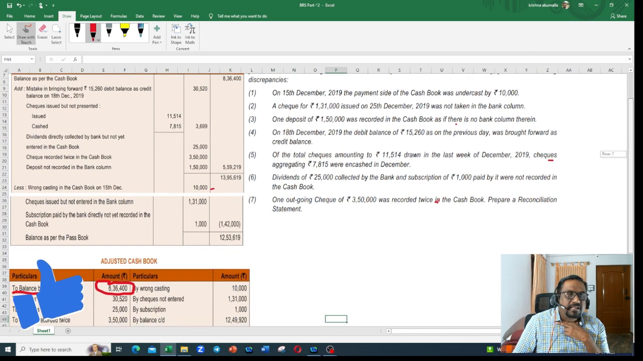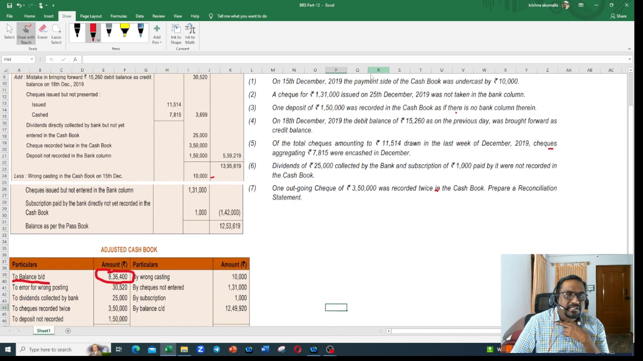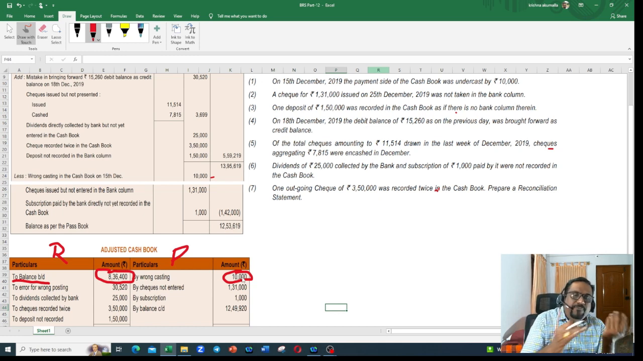So here, on 15th December 2019, the payment side of the cash book was undercasted by 10,000. So this is the payment side, this is the receipt side, correct? So payment side undercasted by 10,000. So I am adjusting this now. Why? Very simple. Since the payment side is undercasted, its value got understated, right? So I'm fulfilling that. So I'm adding this 10,000 on the payment side.